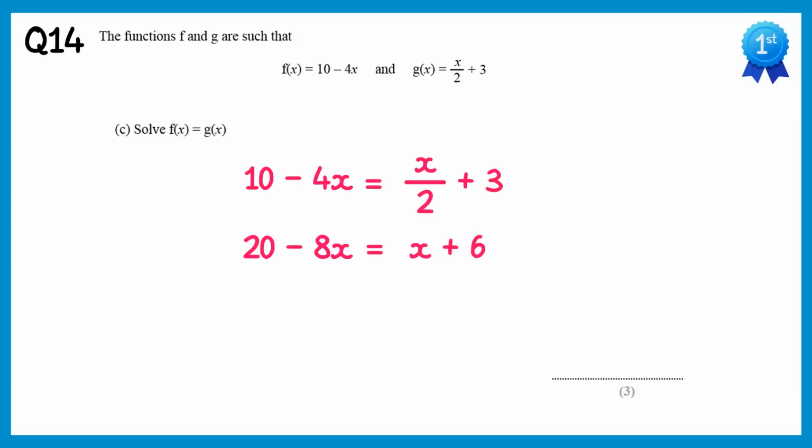We can now add 8x to both sides. If you add 8x to the left, you get 20. And if you add 8x to the right, you get 9x plus 6. And then take 6 from both sides. Take 6 from the left is 14. And if you take 6 from the right, the 6's cancel, so you're just left with 9x. And finally, divide both sides by 9, gives you x equals 14 over 9.